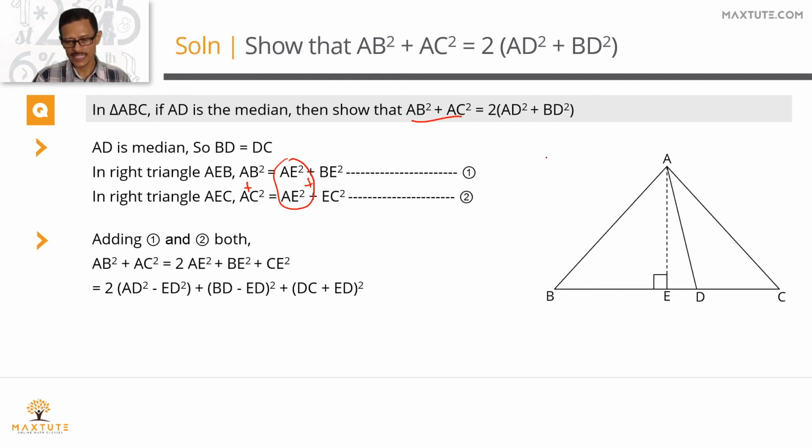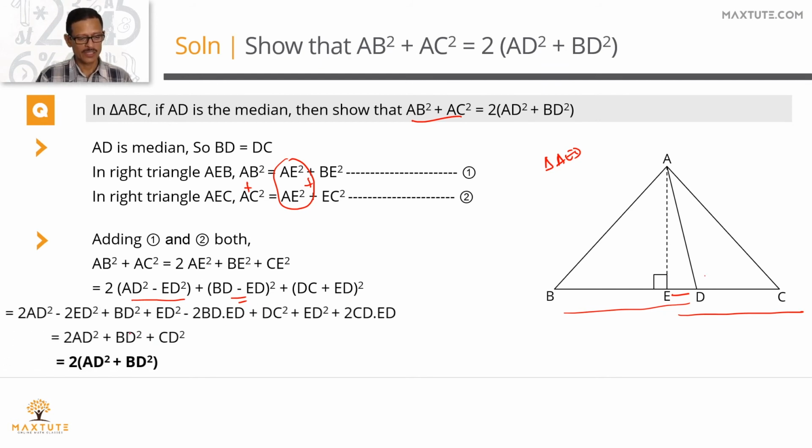So AE, using right triangle AED, AE square is nothing but the square of the hypotenuse AD square minus ED square. So that is your AE square. BE can be written as BD minus ED. That's what we have done. CE can be written as CD plus ED, or DC plus ED the whole square.